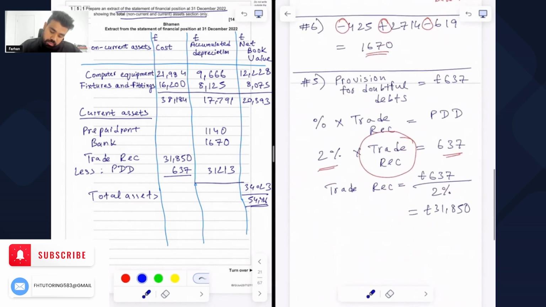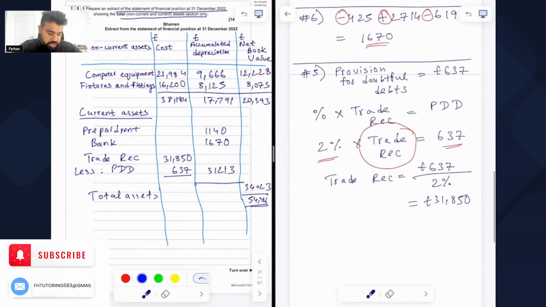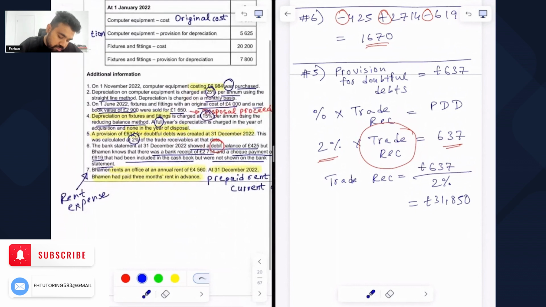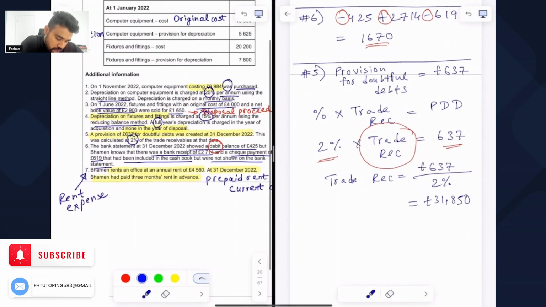All right. So let's look into the last information that we have, which is point number 5. A provision for doubtful debts. A provision of £637 for doubtful debts was created at 31 December 2022. This was calculated at 2% of the trade receivables at that date. So we know the provision for doubtful debts is £637.